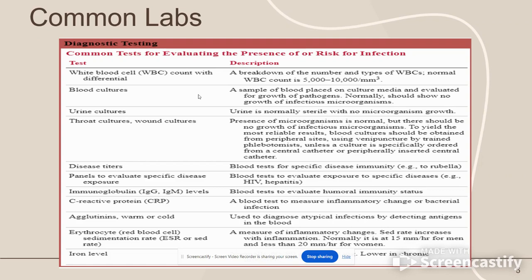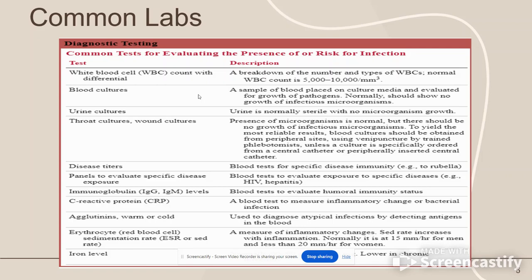Disease titers are blood tests that are specific for disease, like for immunity. An example of that is rubella. There's also panels to evaluate specific disease exposure, like blood tests to see if people are HIV positive or have hepatitis as well. Immunoglobulin, IgG and IgM levels, are used to evaluate humoral immunity status. Sometimes they can be done for allergy testing.